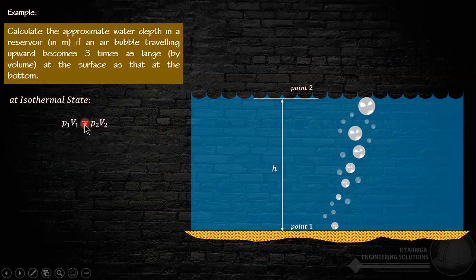Okay. So what are the pressure at point 1, P1? What is the volume V1, P2, and V2? So those are the questions. V1 and V2, we already know since the problem states that from the bottom, let's say the volume is V, and to the top, it became 3 times. So that would be 3V. But how about the pressure? That is the question.